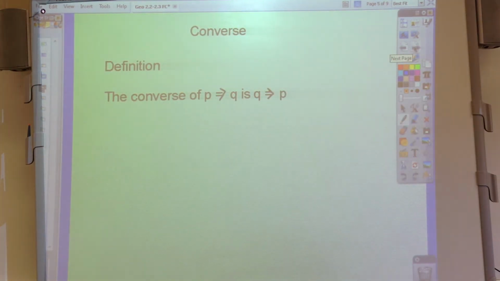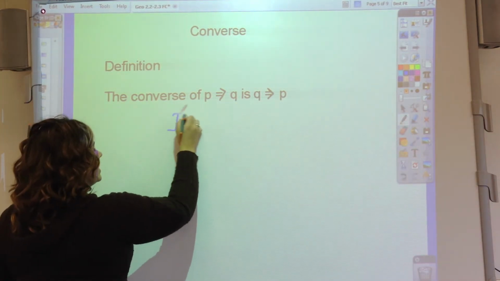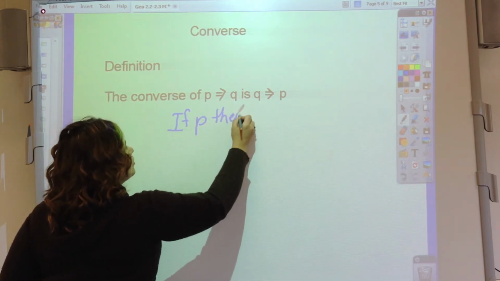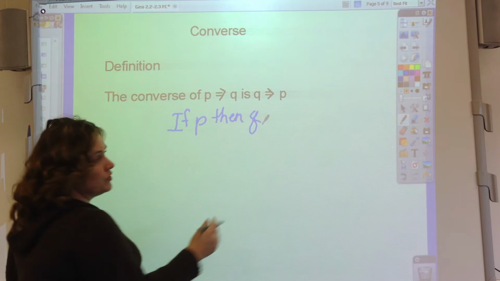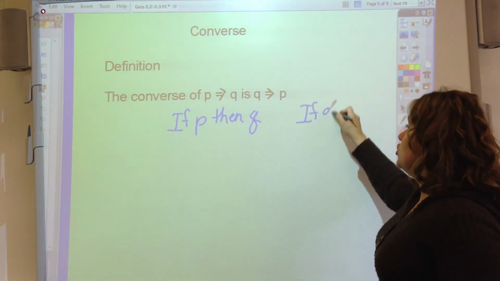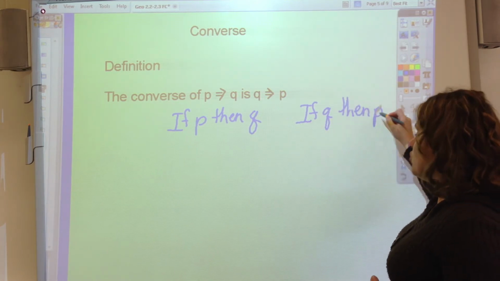All right, let's talk about the converse. The converse of a conditional just switches the order. The converse of P implies Q is Q implies P. As an if-then statement, this would say if P is true, then Q is true. And the converse just takes it in the opposite direction. If Q is true, then P must also be true.